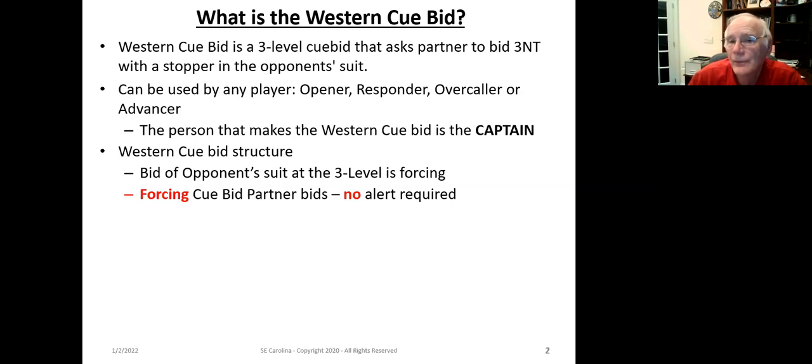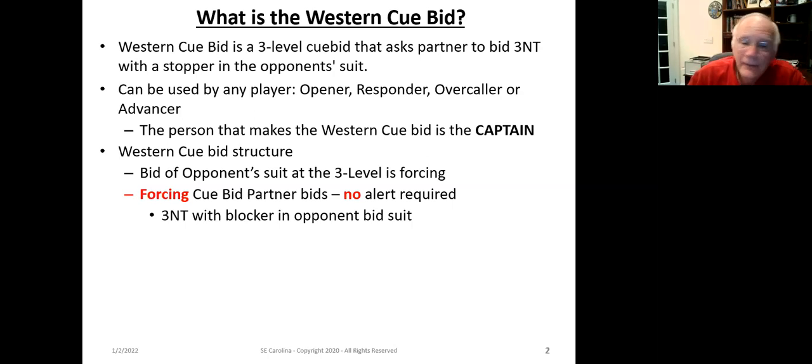You must respond to the cuebid if the opponent before you passes. Remember, if the opponents don't continue in the competition, you must bid. It's a forcing bid. No alert is required because it's a cuebid. Remember, cuebids are not alertable.